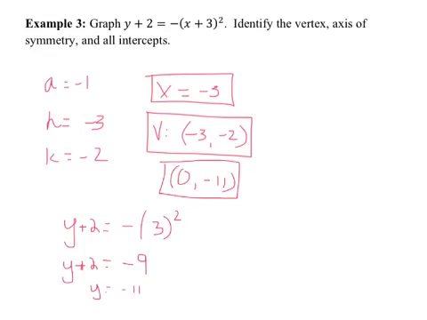So we've got 3 things so far. Next, we need to find the x-intercept, so we set y equal to 0. And when we do that, we end up getting the following.